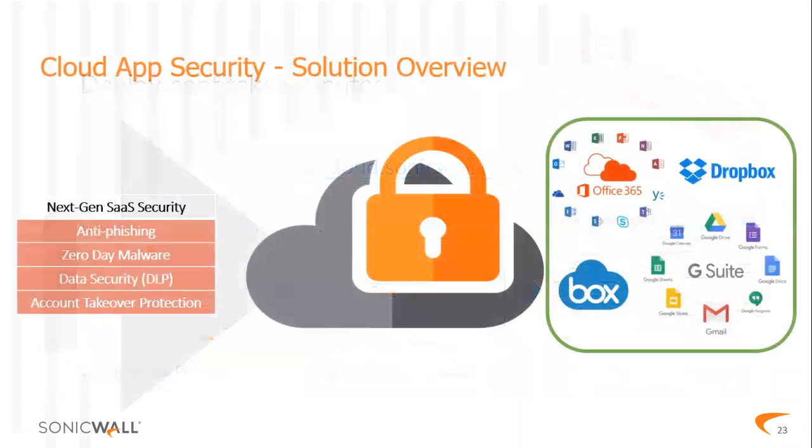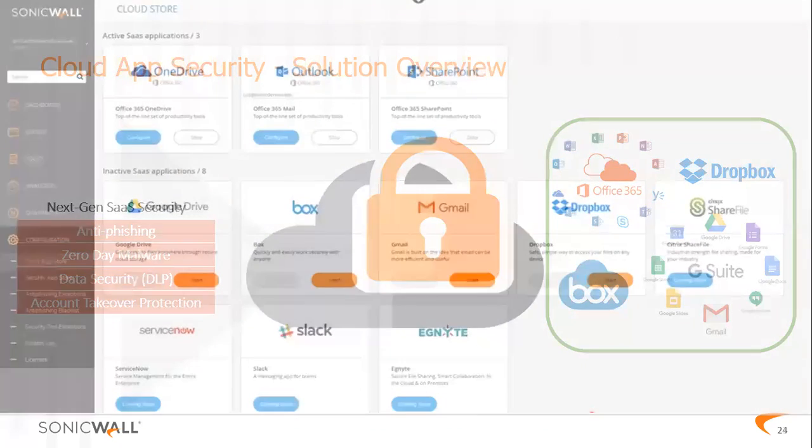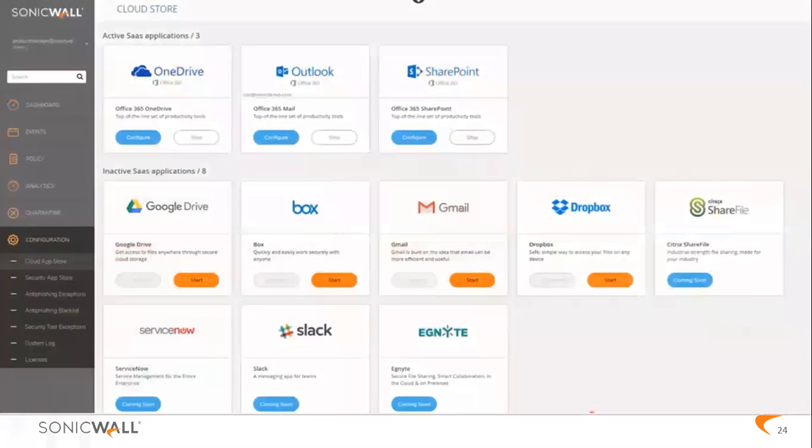For our cloud security, we can help you with anti-phishing, zero-day malware protection, data security, what we call DLP, and also protection against account takeover. We can protect Office 365 applications, G Suite, Dropbox, and Box file sharing. As I mentioned, all of this will be API based.